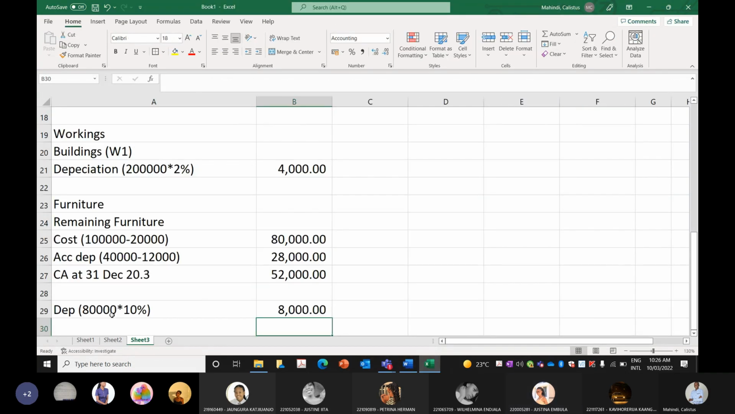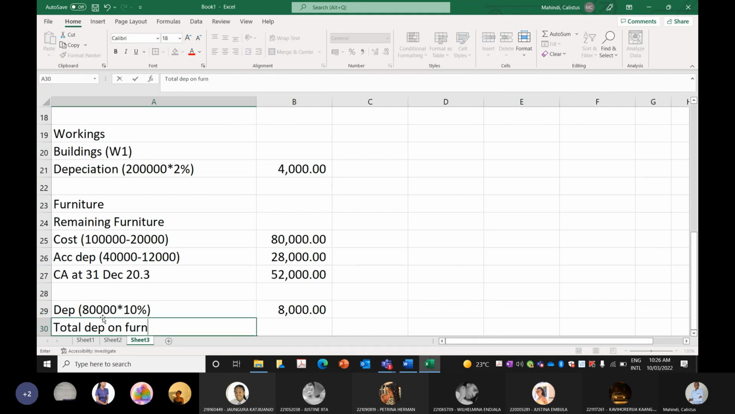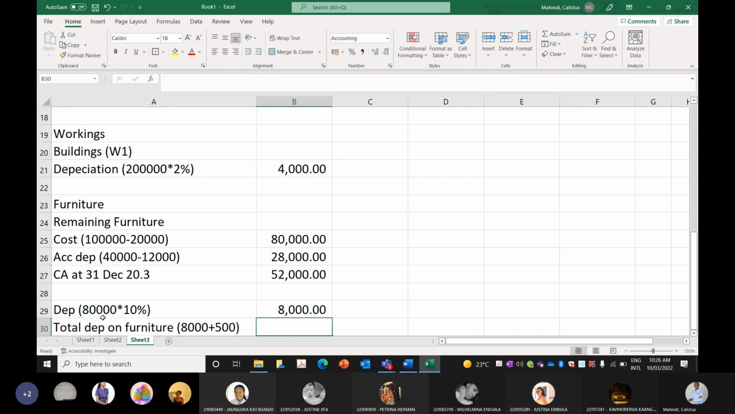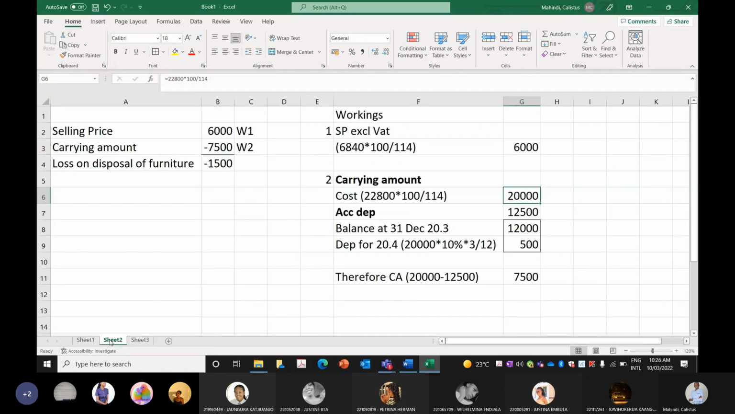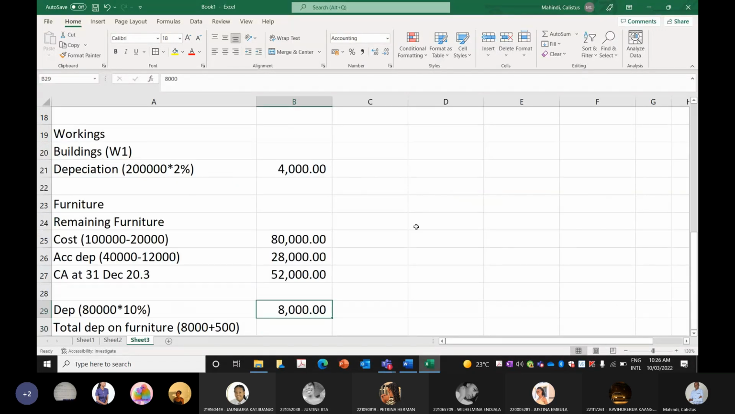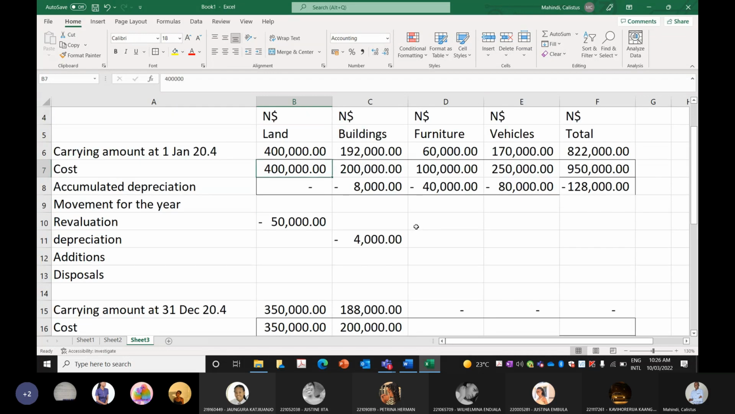Okay, I think time is almost up, but anyway, our total depreciation on furniture for the year would be 8,000 plus 500, right? That is the remaining furniture plus the one that we disposed of, which we only depreciated for 3 months, 500. So your total depreciation would be 8,500. We didn't buy any more furniture, did we? No. So what would be the total worth of the furniture at the end?